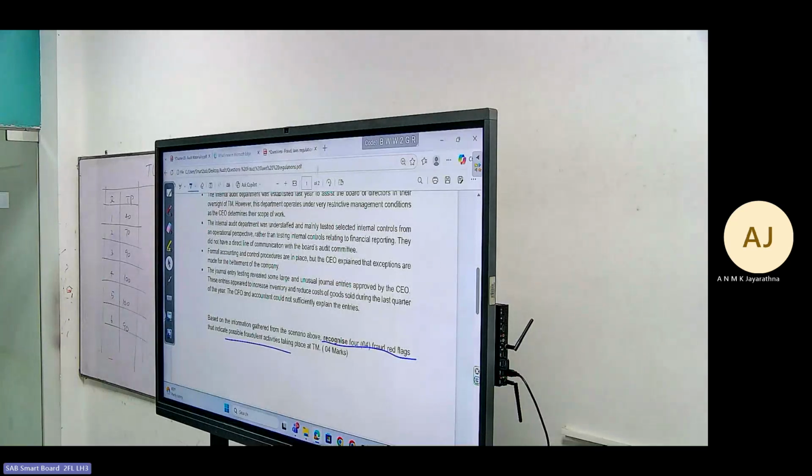What types of red flags? Types of red flags we are discussing tomorrow. Types of fraud and red flags. What are the types of fraud?